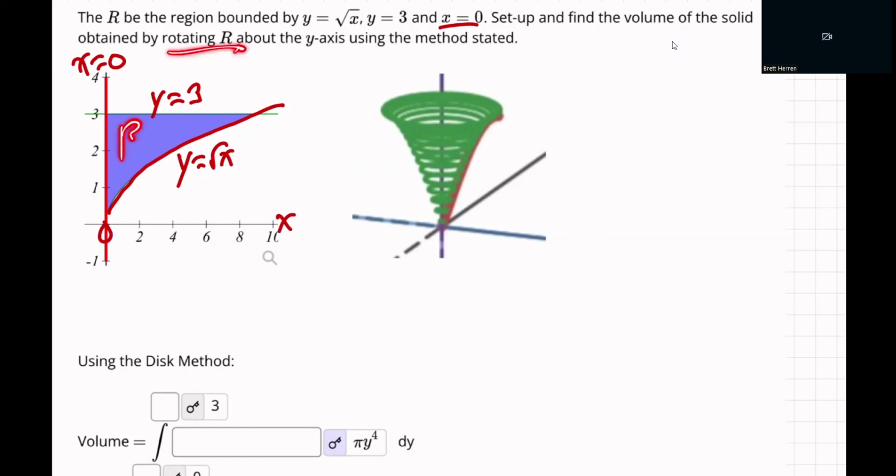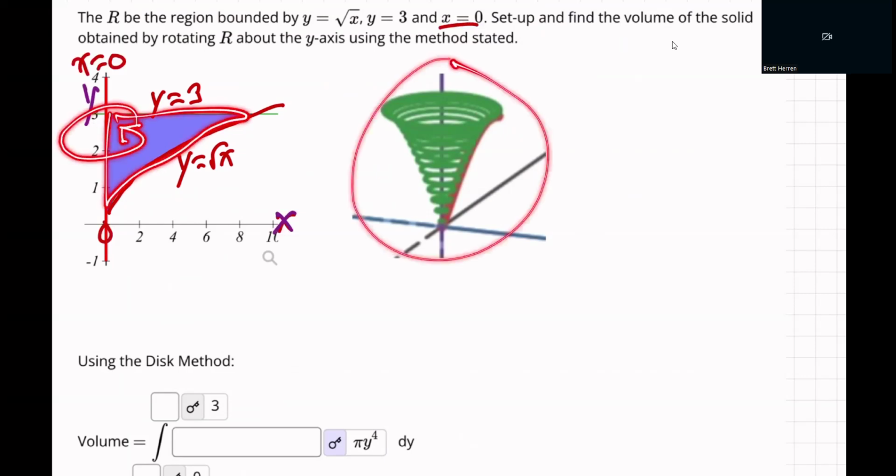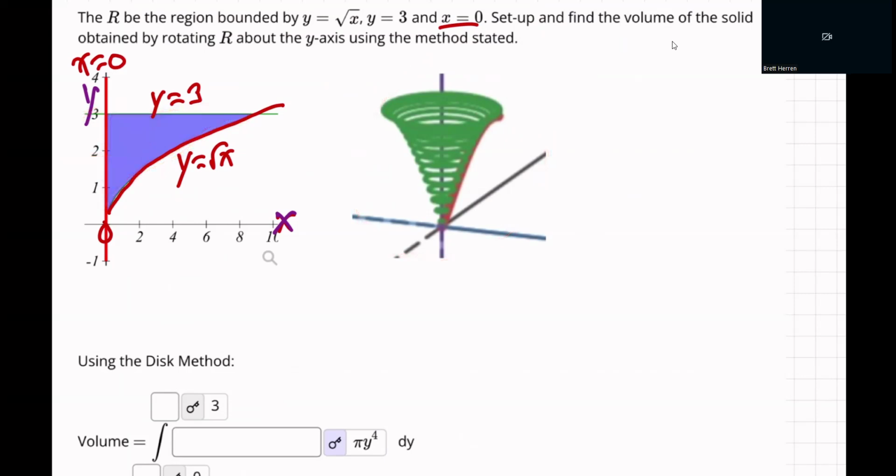This is region R. We're going to rotate region R about the y-axis. So this, as you know, is the y-axis right here. This is the x-axis. So we're going to rotate this whole region about the y-axis, and so we get that kind of shape, right? So they gave us a little graph there to help us out.